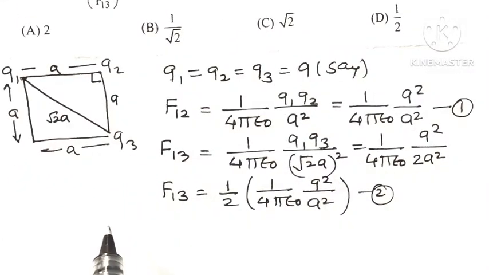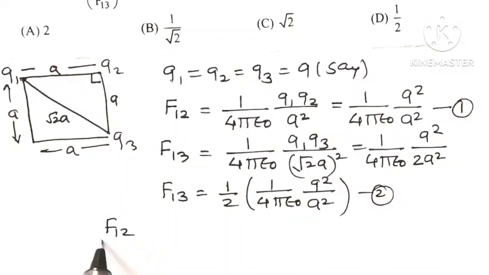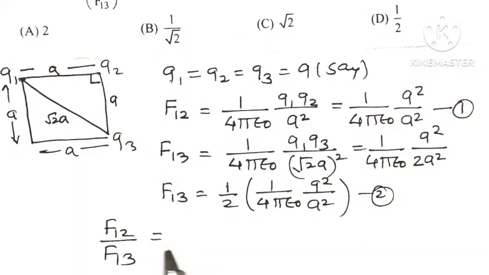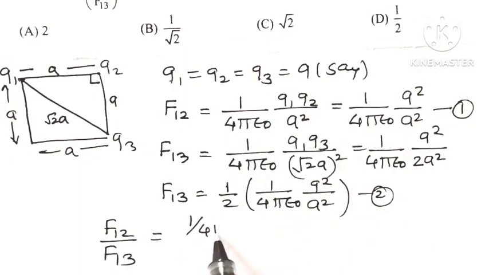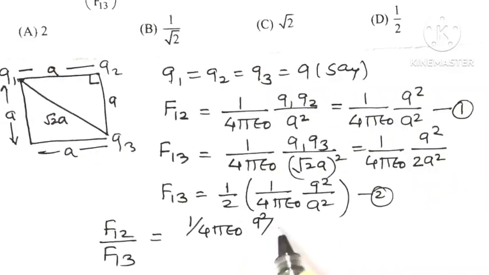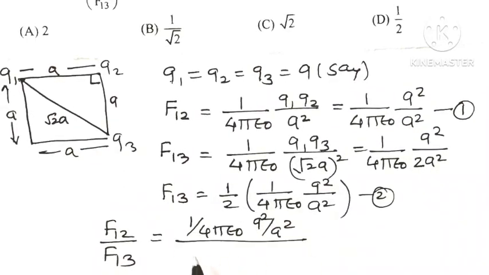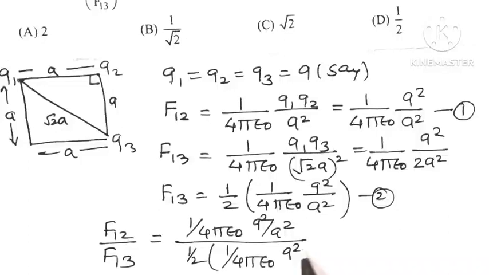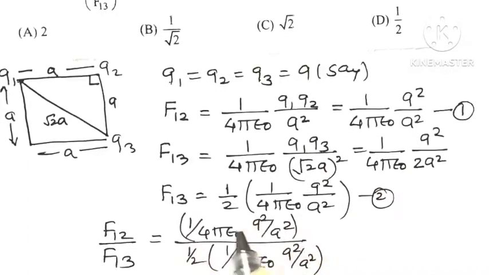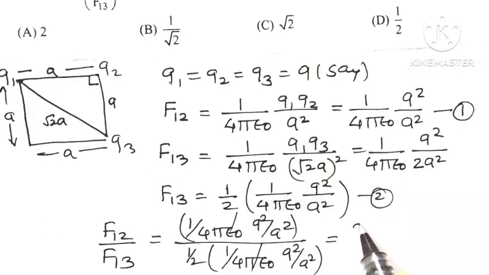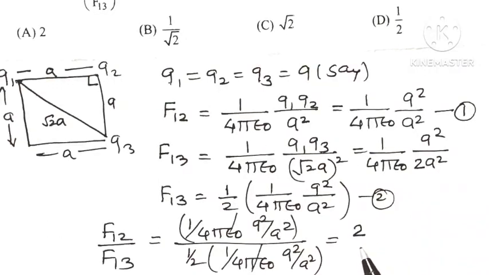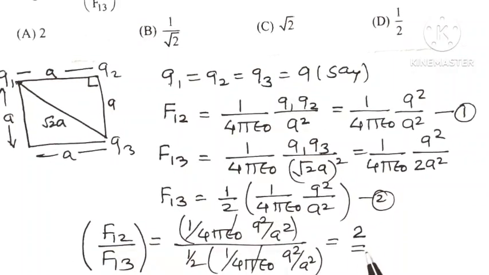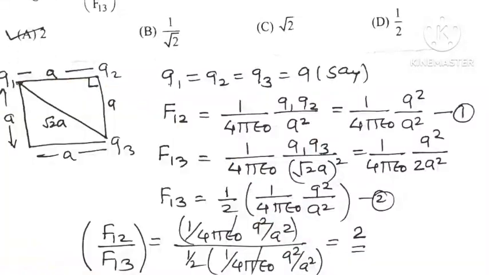Now divide equation 1 by equation 2, because we want to find out what is F12 upon F13. F12 upon F13 is equal to, see what is F12? It is 1 upon 4 pi epsilon 0 Q square divided by A square upon, what is F13? It is 1 by 2 in bracket 1 upon 4 pi epsilon 0 Q square divided by A square. So these two brackets get cancelled, and 1 upon 2 means it is 2. Therefore the ratio of F12 to that of F13 is equal to 2. So option A is the correct option for this question.